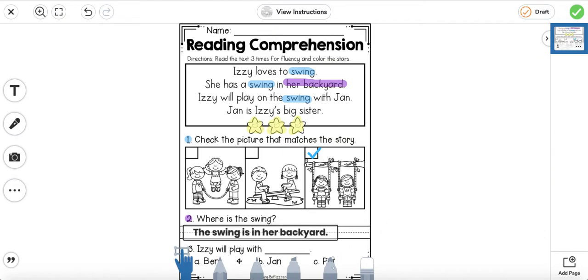Okay, last question. Izzy will play with, is it A, Ben, B, Jan, or C, Pat?